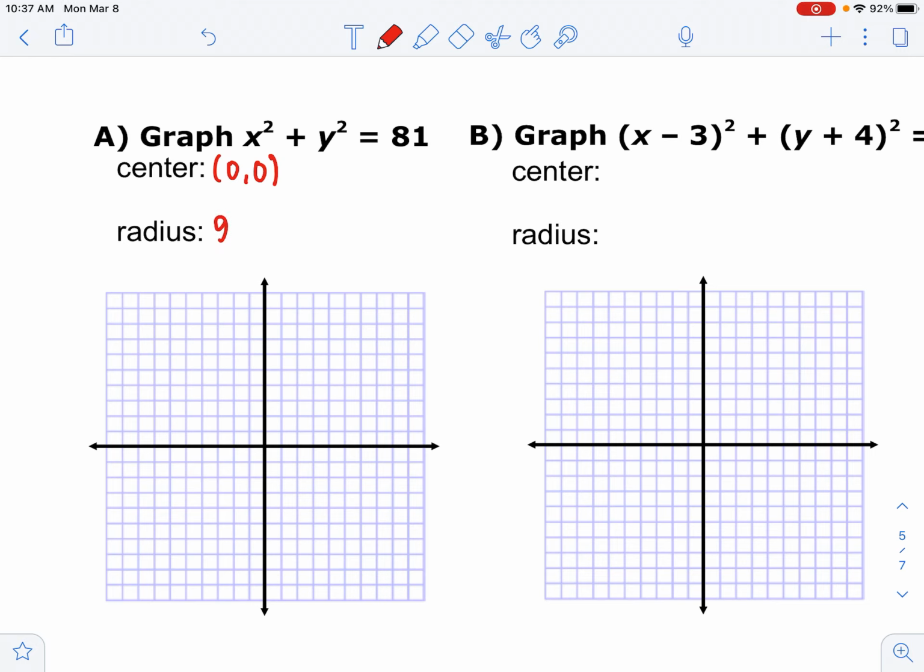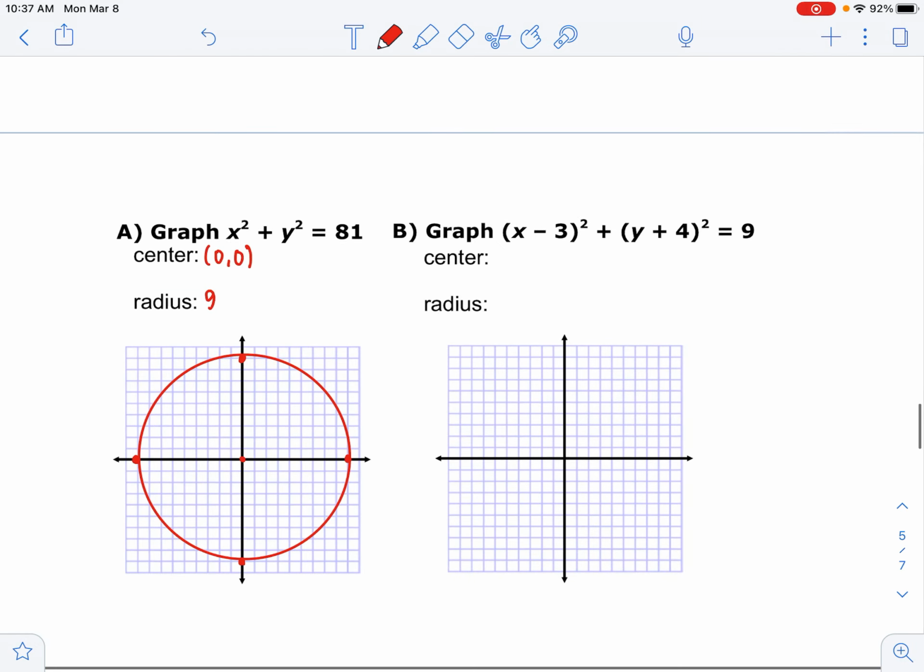And now I'm going to graph my circle. So I'm going to start by graphing my center, which is (0, 0). And then I'm going to graph 4 extra points. And they're all going to be 9 away from the center. So I'm going to go up 9. I'm going to go down 9. I'll go right 9. And I'll go left 9. Then I'm going to take these 4 points right here and connect them to make my circle. And there it is.